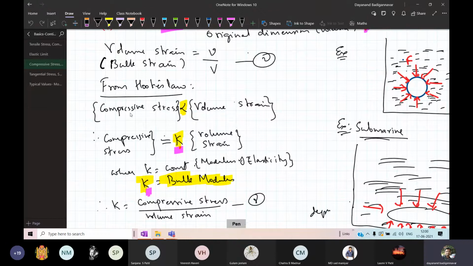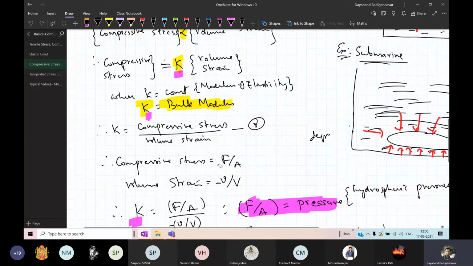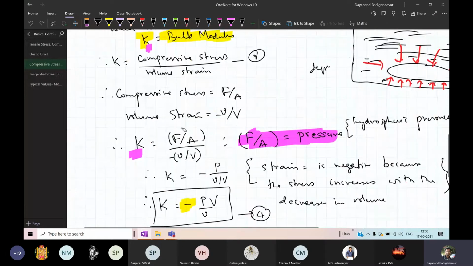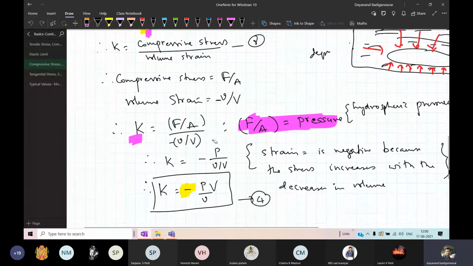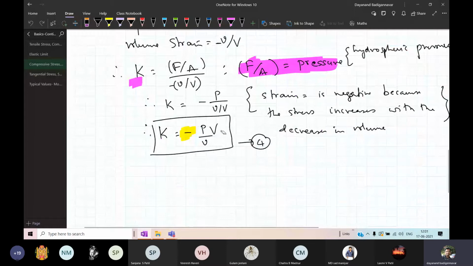It's also called the volume strain. So if I rearrange it for K, there is the bulk modulus. I can get it as compressive stress by volume strain. So rearranging this, I get the value of K as equal to this much.